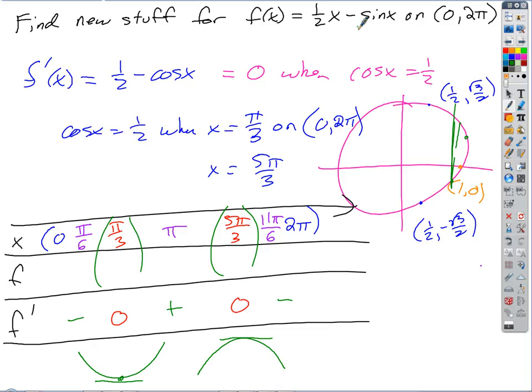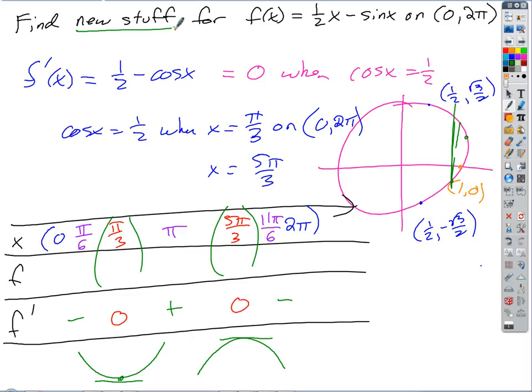I'm so confused on what the new stuff is. The new stuff just meant the stuff that we found on Monday. That's the relative extrema, which we just found. And then the other part is the intervals on which the function is increasing and decreasing.